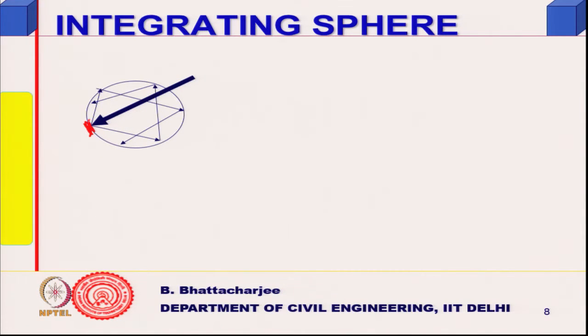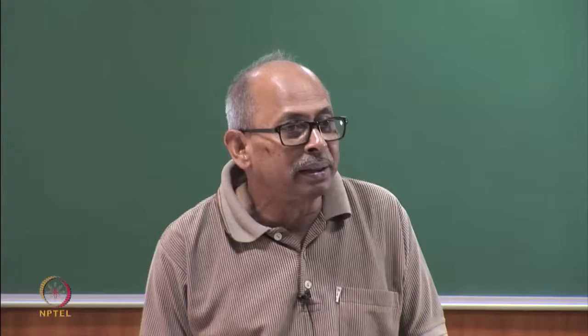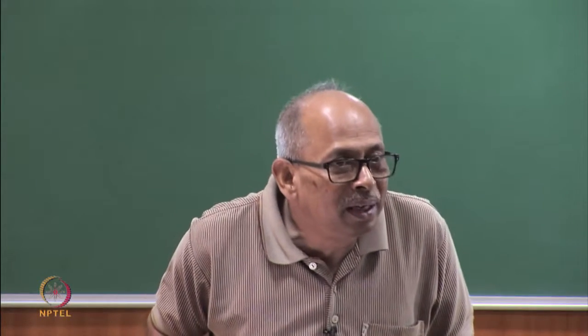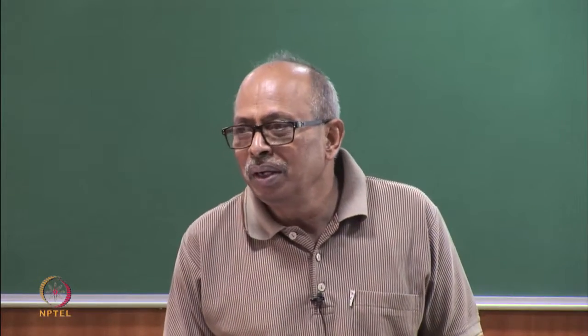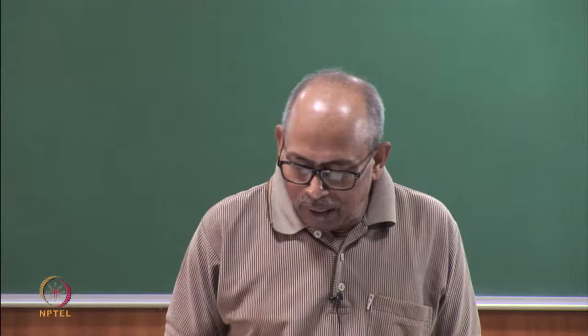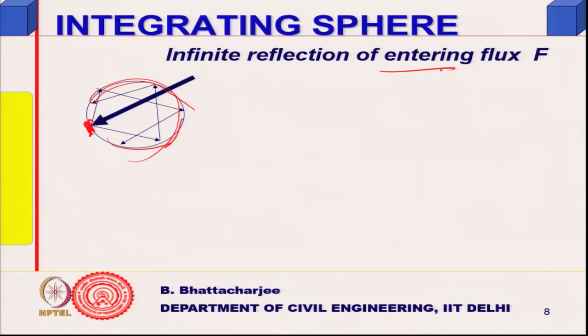I will have very high brightness, right, but I will have illumination on the whole surface as well, even though direct light is not being received on those places. That is because of the infinite number of reflections coming from this place. After first reflection, whatever enters into the diffused field, that will have infinite number of reflections, right. So, infinite reflection of entering flux F after first reflection.